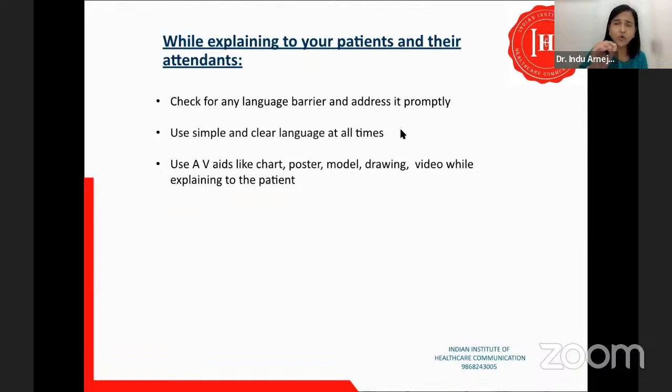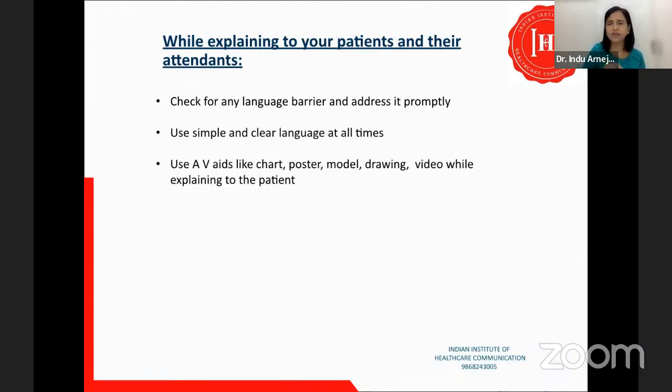one of the ways to overcome these barriers is use of audio-visual aids. So whenever possible, if you use charts, posters, models, drawing, I think one thing that I would recommend to one and all, especially when you're taking informed consent from your patient, it's a good idea to draw on the case sheet directly when you take consent.